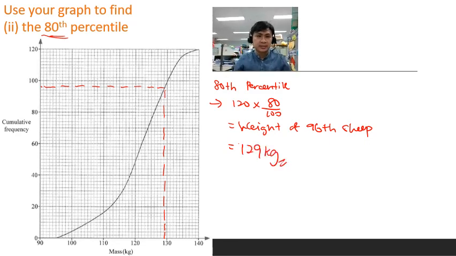And these are the different techniques to find your statistical information for continuous data.